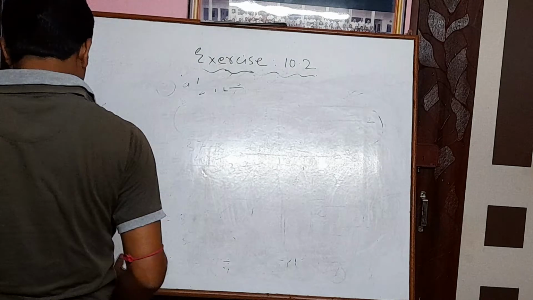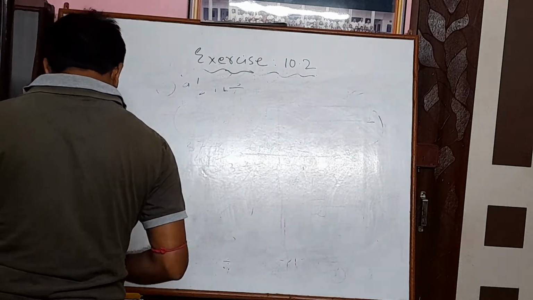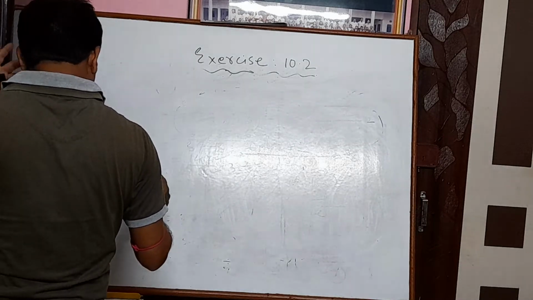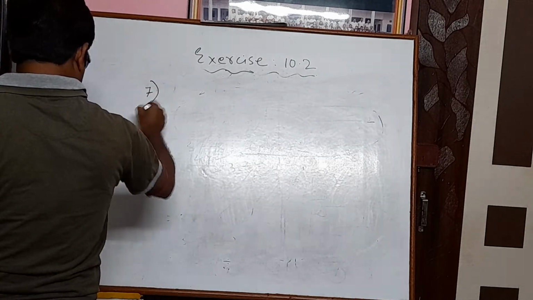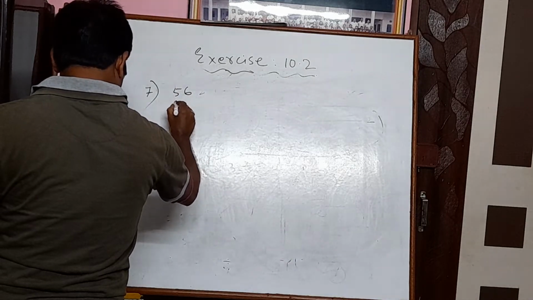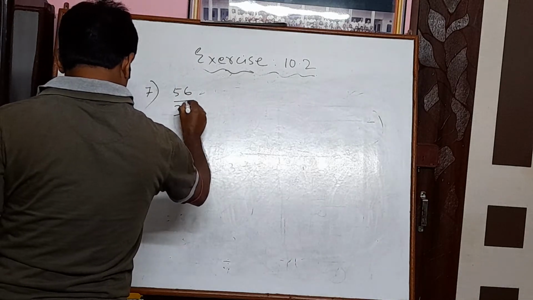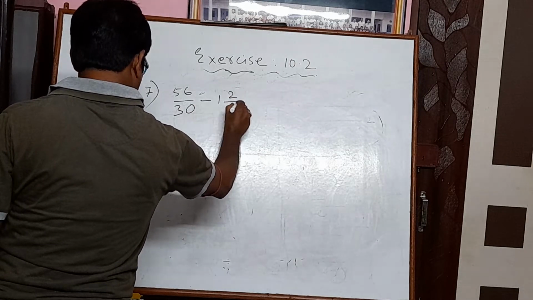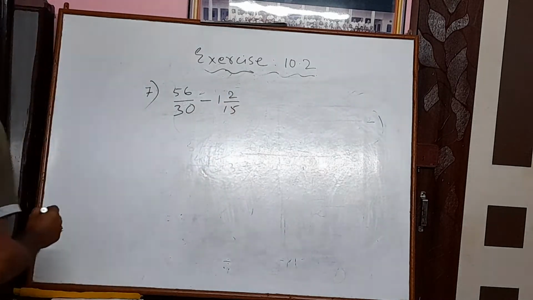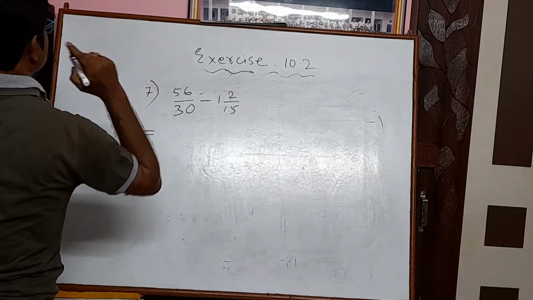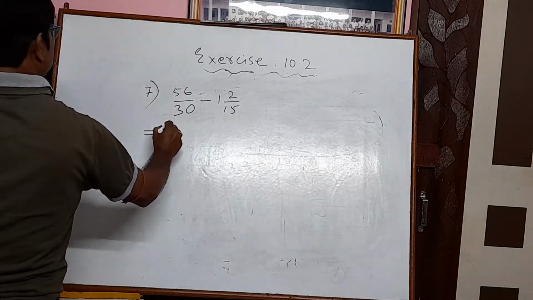Now I'll do question number 7. This is actually subtraction, a different type of question. Question is 56 by 30 minus 1 whole number 2 by 50. Here one mixed fraction is there and one improper fraction. So what is already done? Improper fraction.